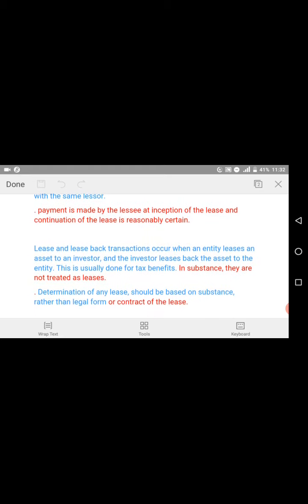Then we'll go to sale and leaseback transactions. This occurs when an entity sells an asset to an investor and the investor leases back the asset to the entity. This is usually done for tax benefits. In substance, they are not treated as leases. Sale and leaseback transactions are not leases, they are done for tax benefits.